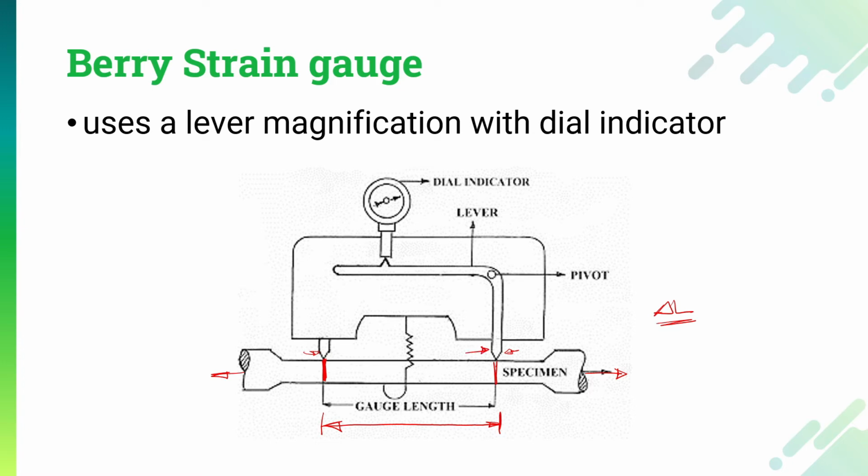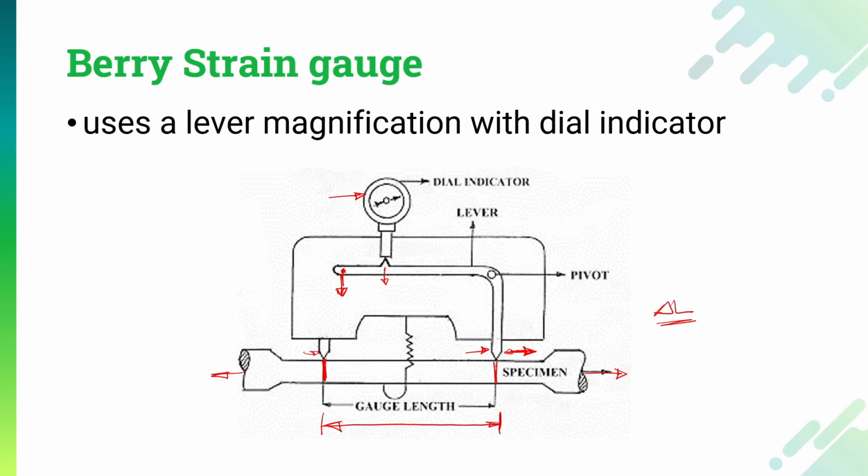This movable pointer will move in the direction of the change of the length, and due to that the second end of this particular lever will try to move in the relative direction. Due to that movement, this dial indicator will capture the change of the lever, and then it will show the readings of change in the length. This is how the Barry strain gauge will work.